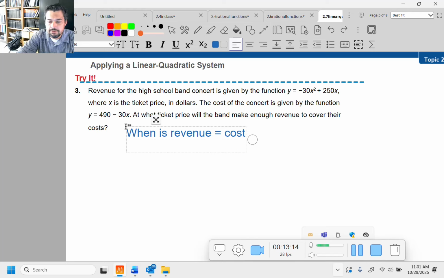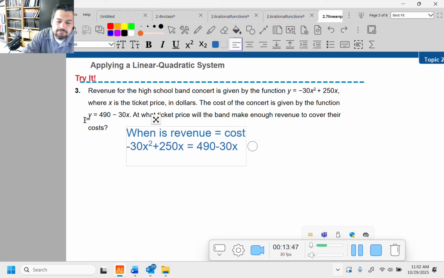So we have a revenue function. The revenue function is negative 30x squared plus 250x. And we want to know when it equals 490 minus 30x. This is actually just using what we call the transitive property. The author of the textbook probably wanted us to set up a system of equations and use substitution. You don't always have to do substitution. You can use the transitive property. The reason I did this is because they were both equal to y, okay? And if you can see the transitive property, it makes things so much clearer.